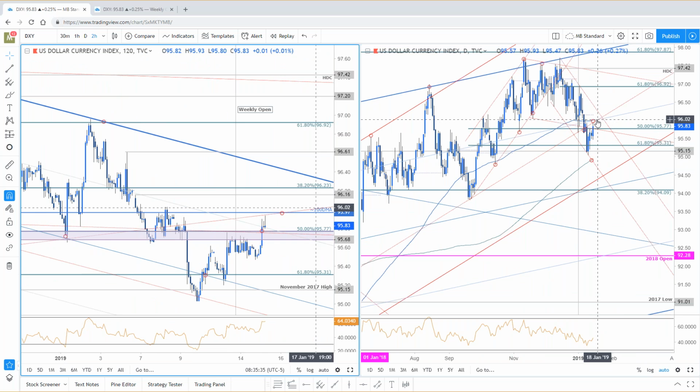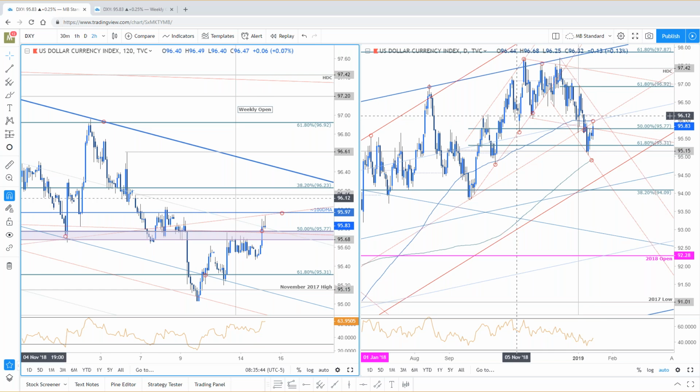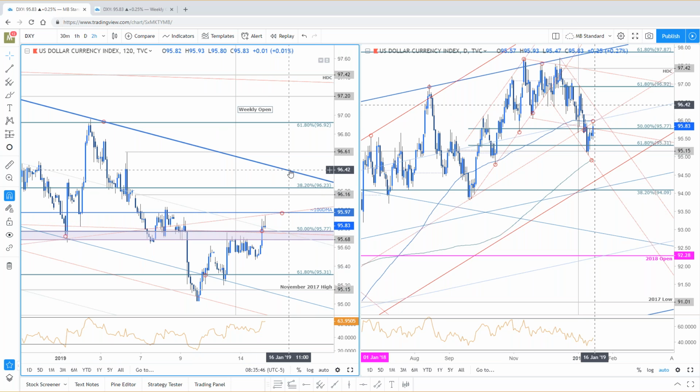As far as resistance, this is also the first level to look at. If we breach above this, I'd expect 96.16, I'd expect 96.23, and even the upper parallel pretty quick. But right now, into the open of the U.S. session, this is resistance. This is the risk.